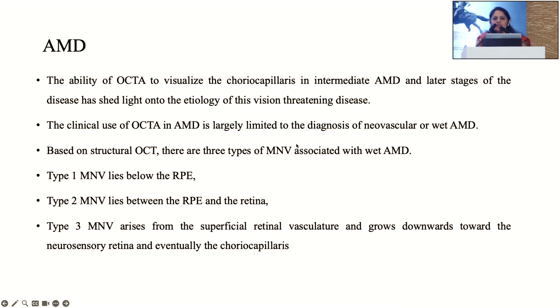In AMD, the role of OCTA has been invaluable because it can image the deeper layers better. The ability of OCTA to visualize the choriocapillaris in intermediate AMD and later stages of disease has shed light onto the etiology of this disease. And based on OCTA, basically we classify, as you all know. Would you say etiology or location only? Location only. Basically the location, whether it is type 1, type 2, type 3, depending on whether it's sub-RPE, between the retina and the RPE, or it is coming from above.